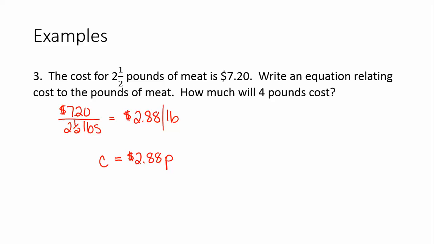Now we can plug in any amount of pounds and find out how much our cost will be. In this case, 4 pounds. So we're going to take 2.88 times 4, and our cost is going to be $11.52 for 4 pounds. So we need to find a unit rate. Then we need to write an equation and make sure you're relating the right variables. The cost is equal to 2.88 times the number of pounds. Make sure you don't get those flip-flopped.